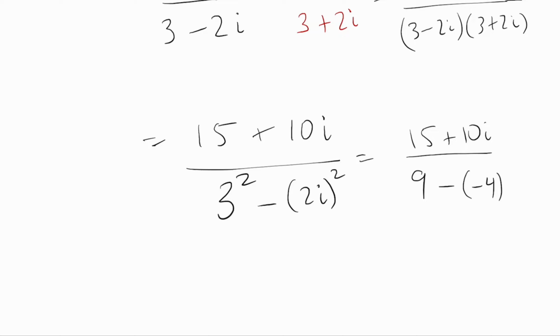And now we could think of this as 9 minus negative 4, as 9 plus 4, and 9 plus 4 is 13. So 15 plus 10i over 13 is our final answer.